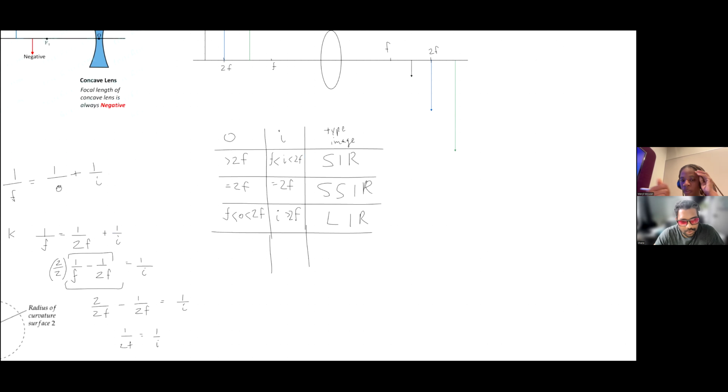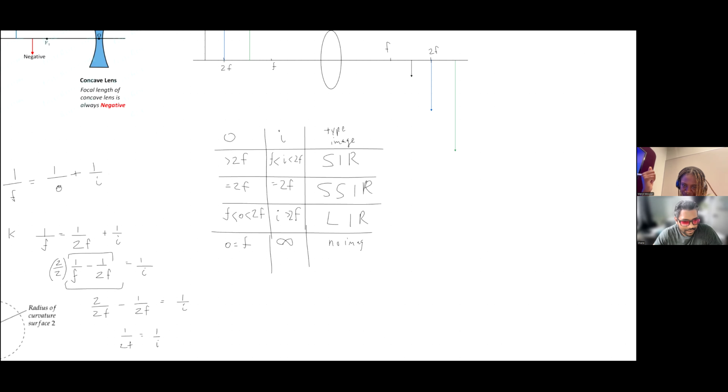And then we could say, okay, if the object distance is actually equal to the focal length, you're going to get an image distance of infinity, which basically just means no image.